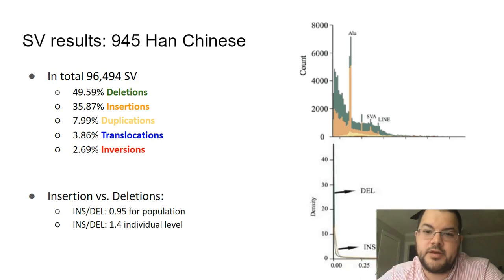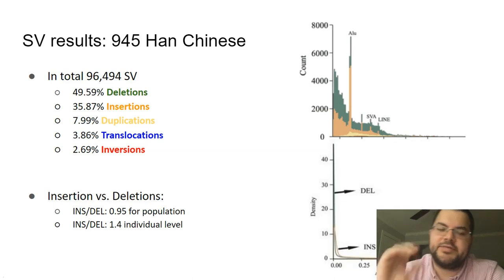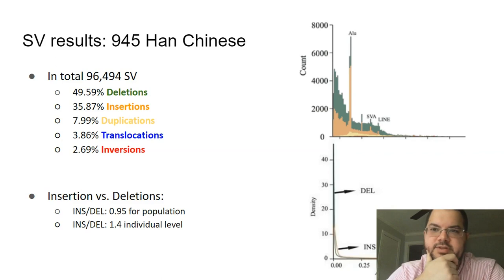On the top right side, I show you the count of structural variants versus the length distribution across different types. As indicated, you can see the different important peaks that we like to see, also based on other studies, which is a large Alu peak for insertions and deletions labeled here in green and orange, and then an SVA peak and a LINE peak at around 6 kb. We can also see a handful of small duplications emerging in the smaller size range.